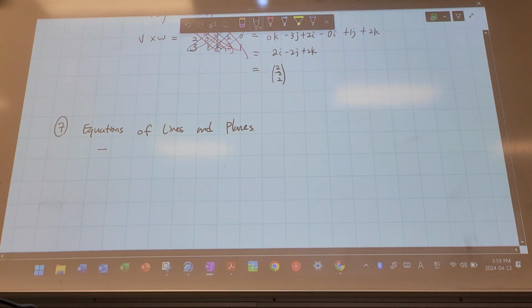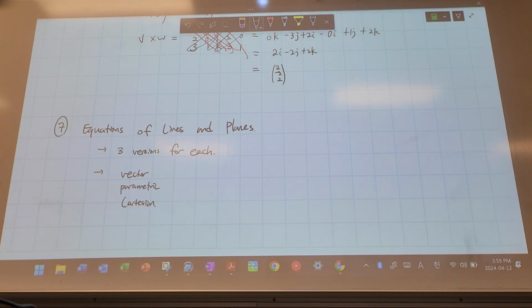So for both, we have 3 versions, right? 3 versions. Further proving the triforce of the math. For the lines, we have the vector equation for the line, we have the parametric, and then we also have the, what is the last one? Cartesian? Yeah. Knowing how to go from one to the other is important, but I think the line equation is pretty simple, so I'm not going to mention too much about it.